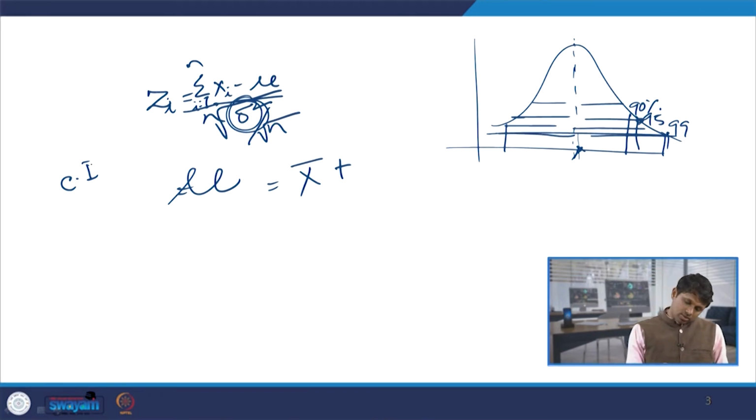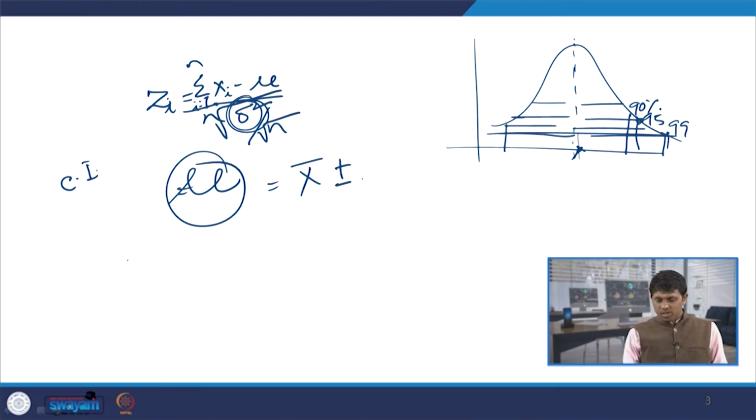Now, in order to define the confidence interval of mu, it will be plus or minus the standard deviation, because the distribution varies from x bar plus 1 standard deviation, plus 2 standard deviations, plus 3 standard deviations, depending upon the distribution we have. So, if I simply multiply here, it will be z times sigma over the square root of n.